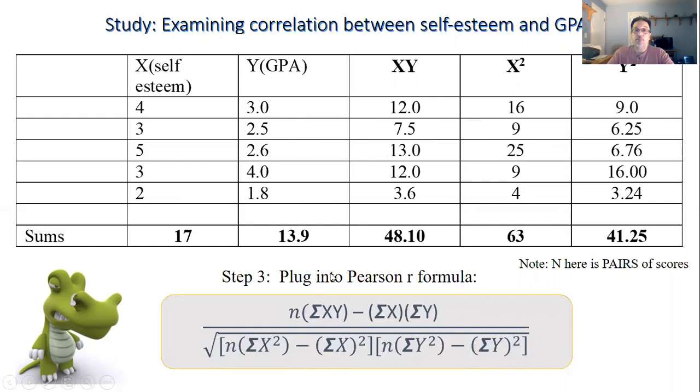Then our next step would be right here, plug this into the Pearson R. So the first thing we would have is N, number of pairs of scores. So how many people do we have? 1, 2, 3, 4, 5. So N is equal to 5. Sum of the XY, 48.10, minus sum of X, 17, multiplied by sum of Y, 13.9, and then fill the things in on the bottom.